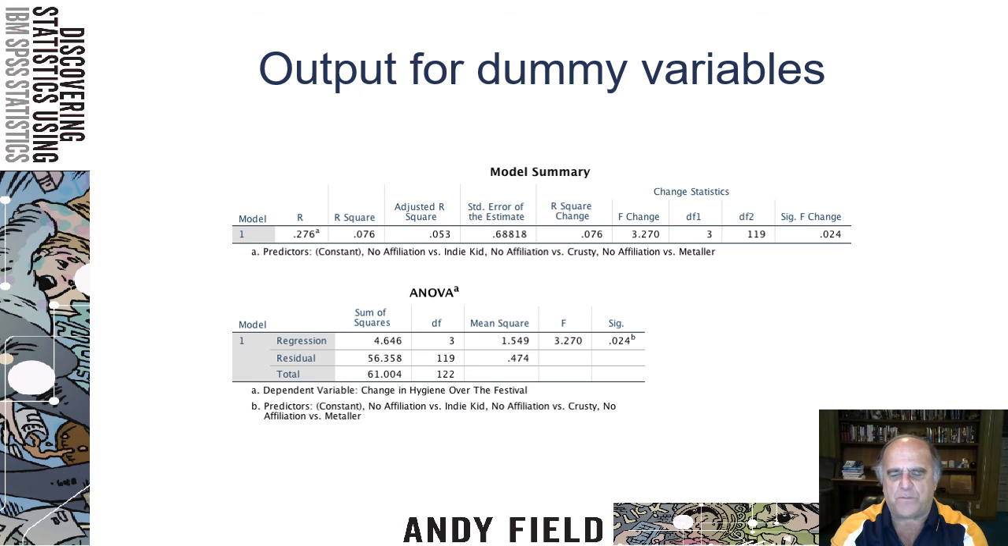So here's his output from his situation with this categorical variable. The predictors going in are a constant, and then no affiliation versus IndyKid, no affiliation versus crusty, and no affiliation versus metaler. And you can see that overall this model is significant. So by now, I hope you can go through and read these pretty quickly, and you can see that the model is in fact significant.